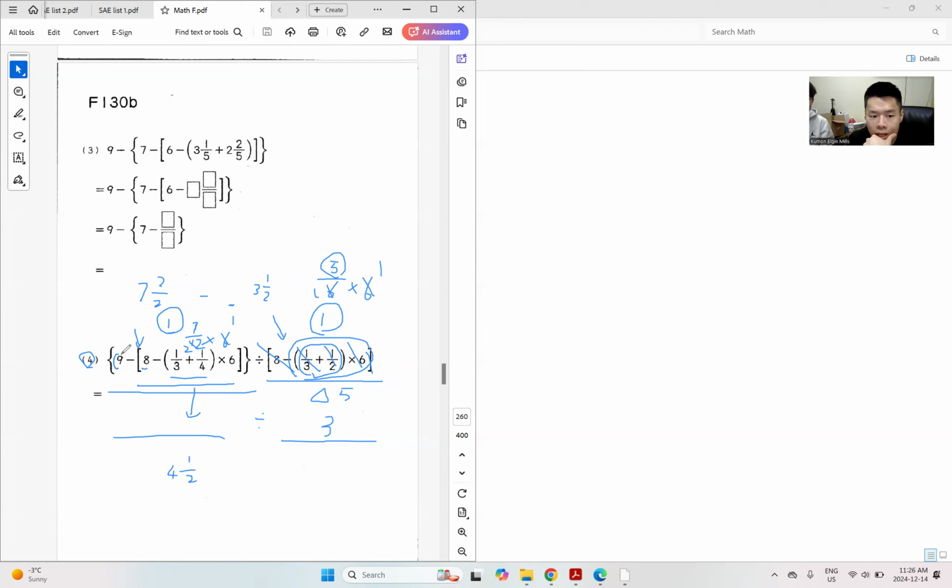And what about the 9 over here? Last one: now you have 4 and 1 over 2 divided by 3. So what do I do now? Change this to 9 over 2 multiplied by 1 over 3. The 3 and 9 simplify, so it becomes 3 over 2, which is also equal to 1 and 1 over 2. All right, perfect.